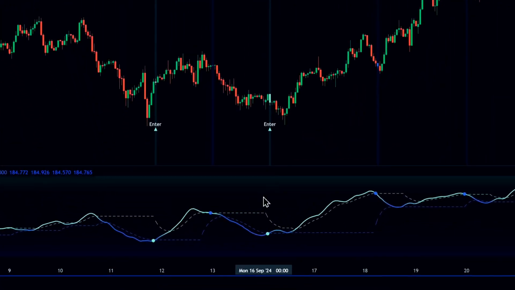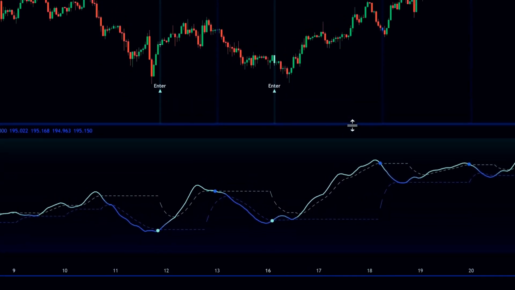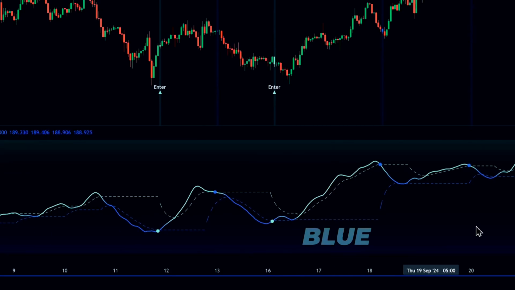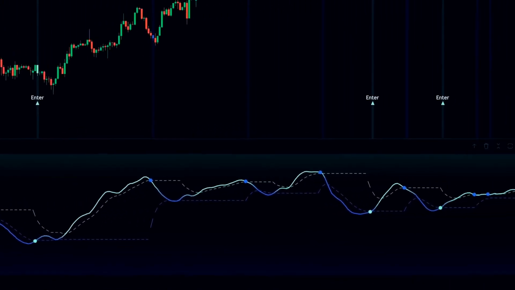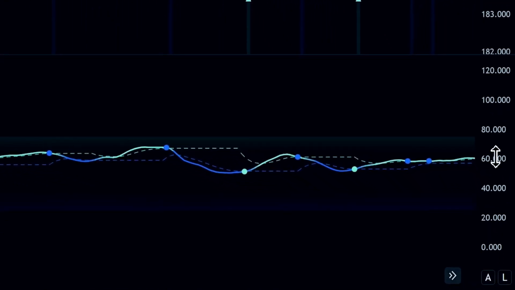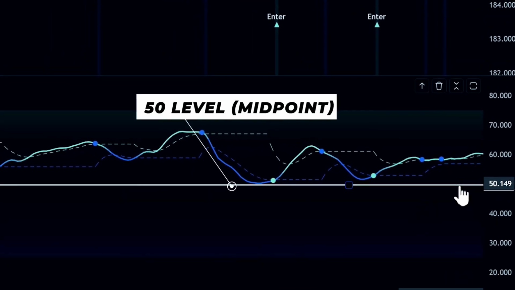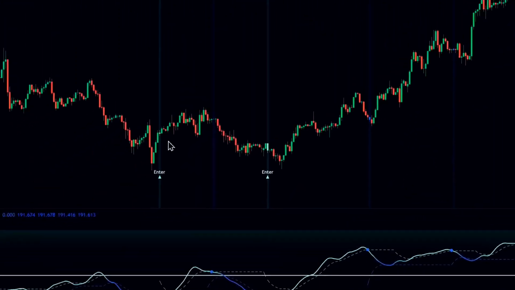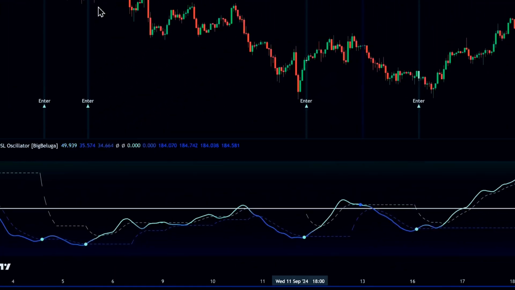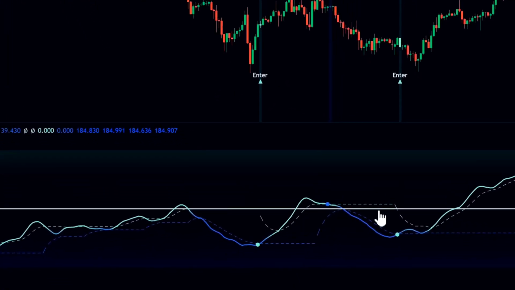Here's how it's structured. It features two key components: the DSL lines, which are these dotted lines, and the oscillator line, which shifts colors between blue and teal. The oscillator combines RSI and DSL lines, is smoothed with ZLMA to reduce lag, and oscillates between 0 and 100. Looking at the scale, you'll notice values range from 0 to infinity with a key midpoint at 50. When all lines are above 50, it signals bullish momentum. When below, bearish momentum. Crossovers between the oscillator and DSL lines generate buy and sell signals.